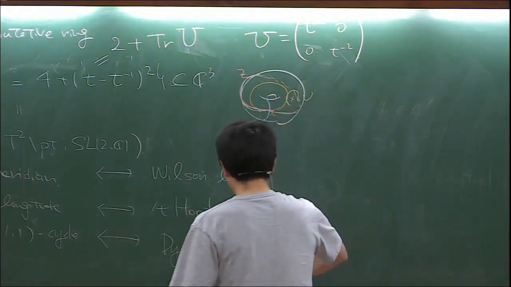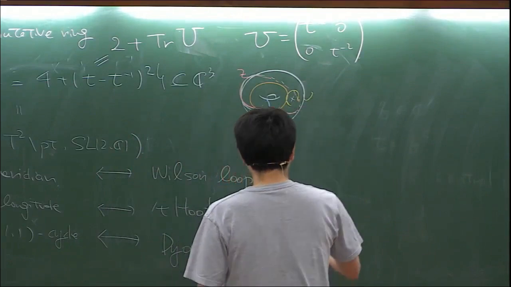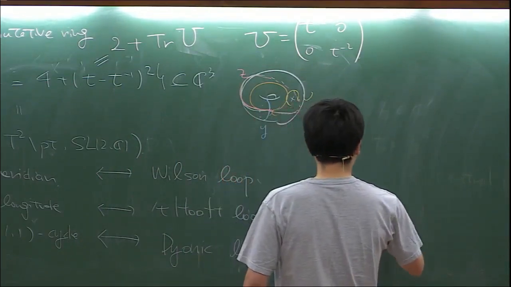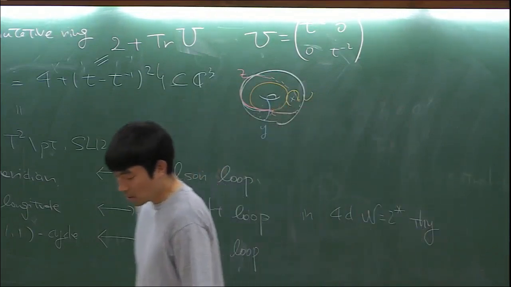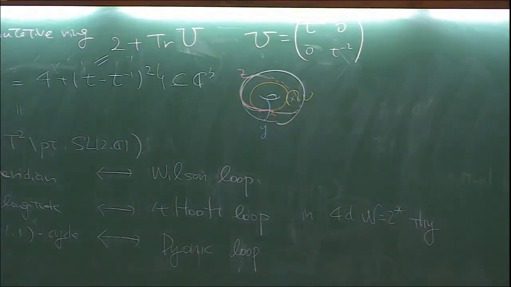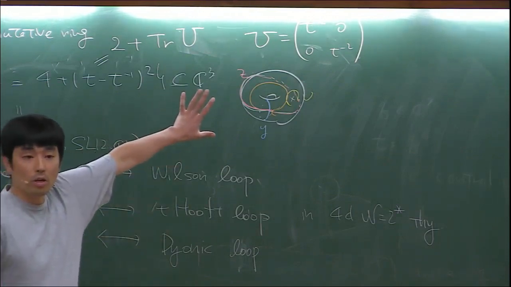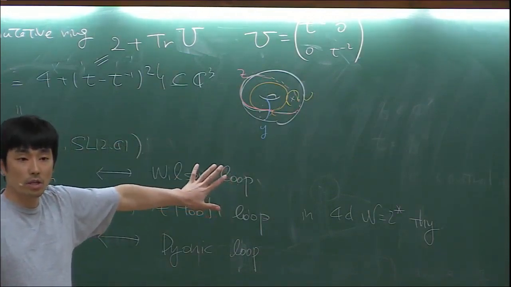Loop operator. In 4D N=2* theory. The reason why I think physicists can easily imagine why the 4D N=2* theory arises: if you know the class S theory, if you wrap the M5 brane on the one-puncture torus, what you get is the 4D N=2* theory.